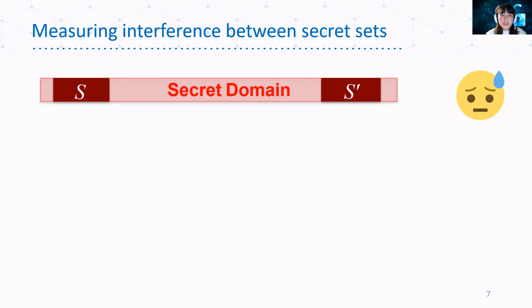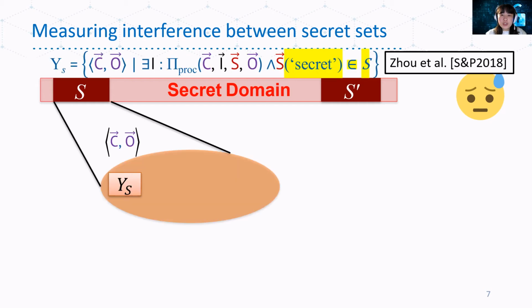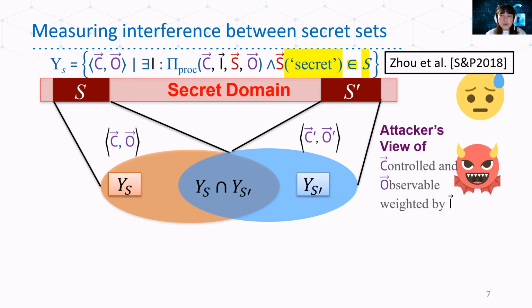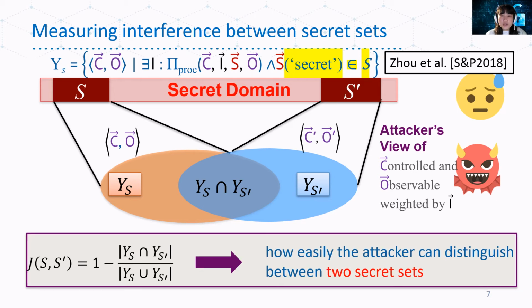To measure linkage based on the non-interference property, DINoMe uses a quantitative measurement proposed in a recent work. The basic idea is to use the Jaccard distance metric to measure how easily an attacker can distinguish between two secret sets S and S prime, using attacker-controlled and attacker-observable variables as the attacker's view. Then, by tweaking the secret set size, the Jaccard distance between the attacker's views will describe the linkage pattern in a quantitative way.